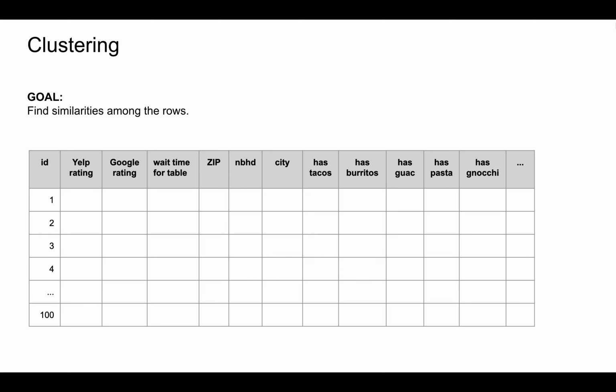Within the unsupervised setting, we might be interested in exploring the similarities among the restaurants, or rows in the dataset. This is a clustering task. This cluster analysis might reveal distinct clusters of restaurants. For example, there might be a cluster of restaurants that are more popular and a cluster that are less popular.